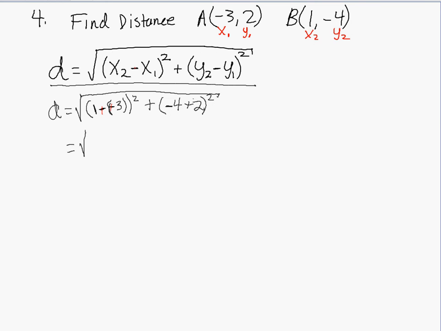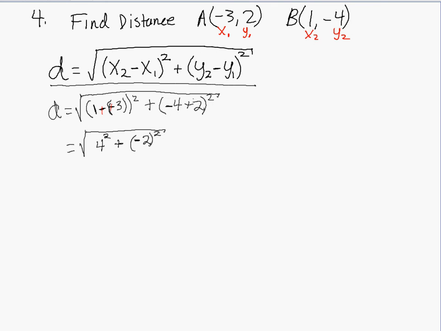So now I have here 4 squared, because 1 plus 3 is 4. And then I have -4 plus 2. You owe me $4. You have 2 in your pocket, but that means you still owe me $2. And we're going to square that.